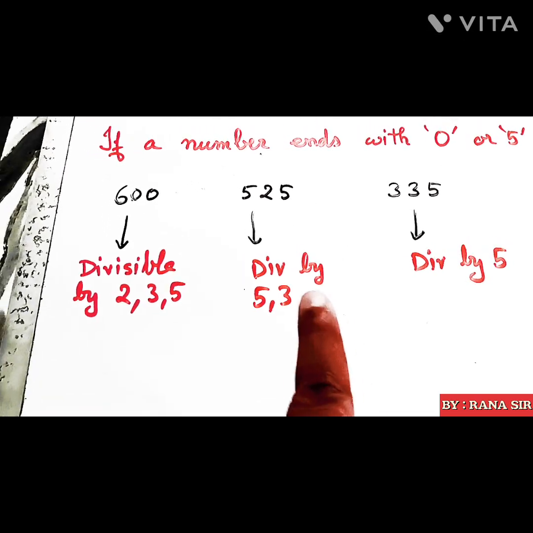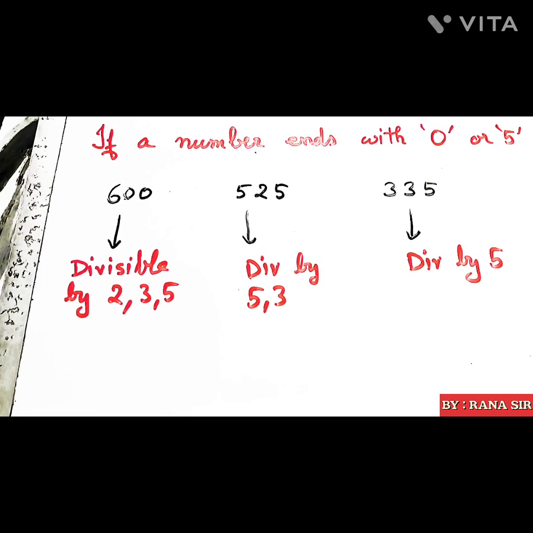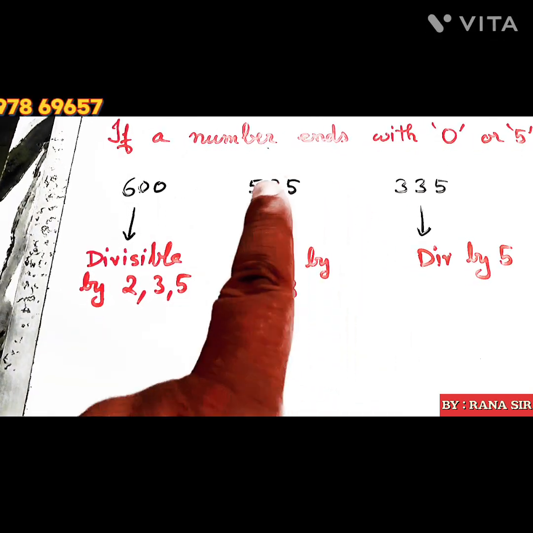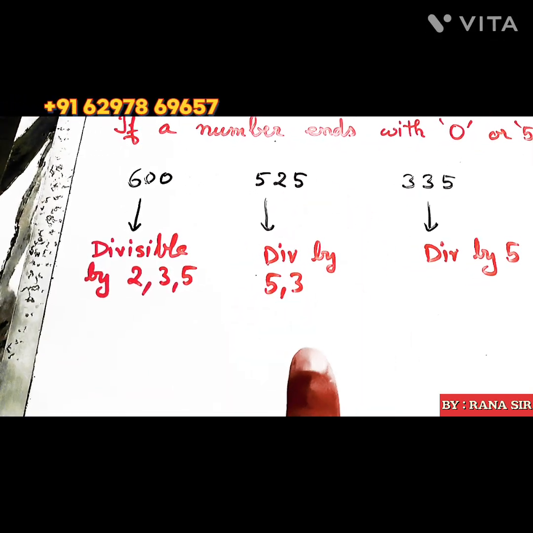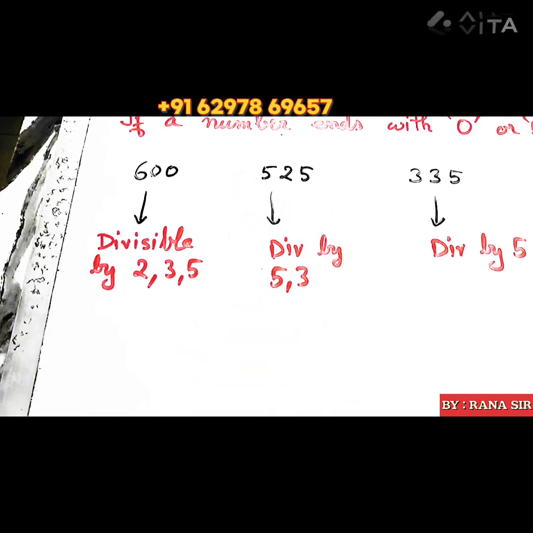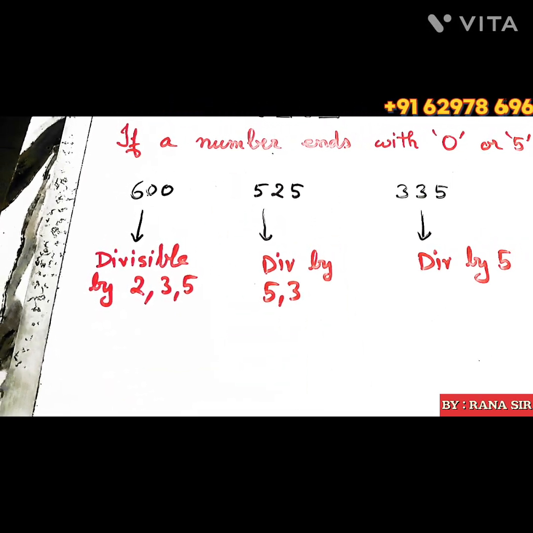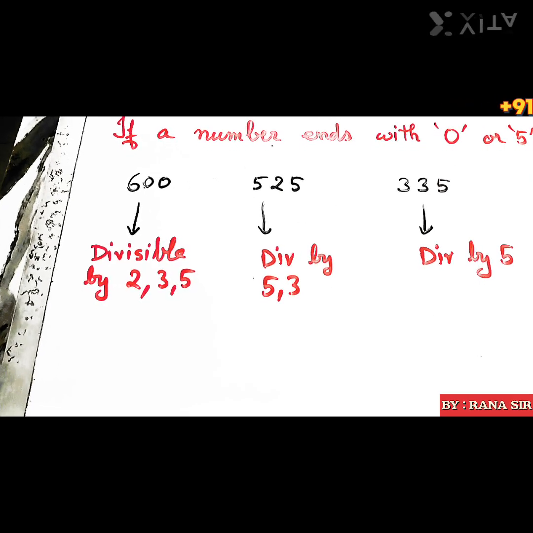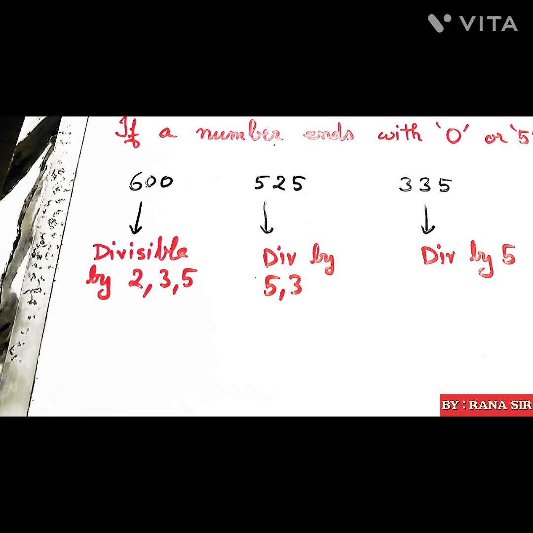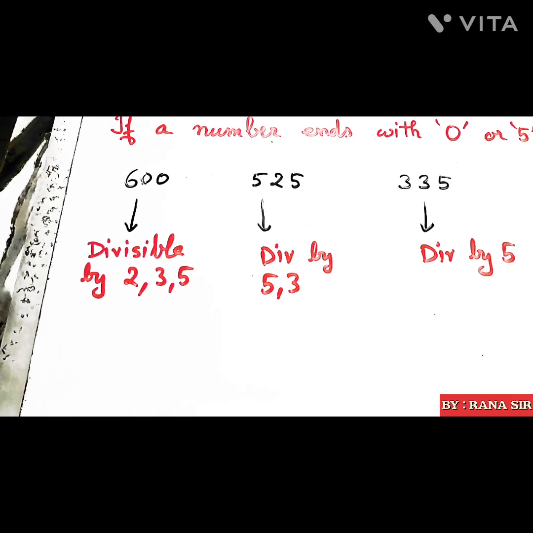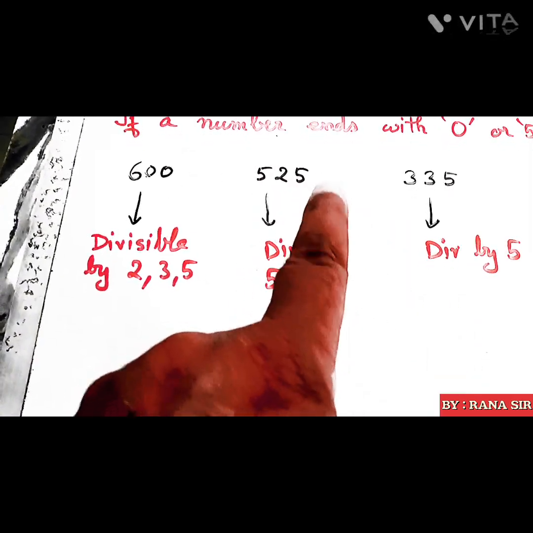Next example, 25. It ends with 5, so it is divisible by 5. 2 plus 5 is 7, hmm, and for 75: 7 plus 5 is 12, 3 fours are 12. It's a multiple of 3, so again the number is divisible by 3. Is it divisible by 2? The answer is no, because the number doesn't end with 0, 2, 4, 6, 8.